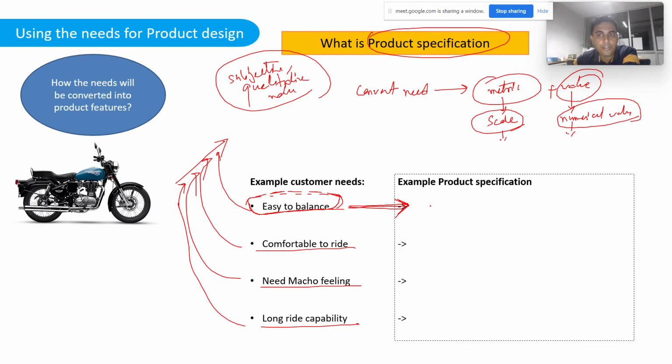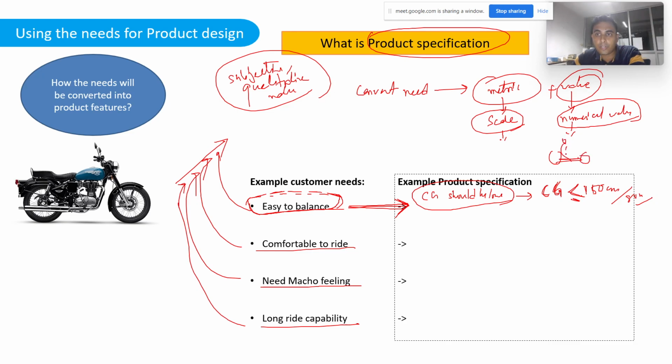So there can be multiple features which need to be addressed. For example, the CG should be lowered. Now, this is again qualitative. You need to say the CG less than or equal to 150 centimeter. That means the center of mass or center of gravity of the whole bike should lie at 150 centimeter from the ground.